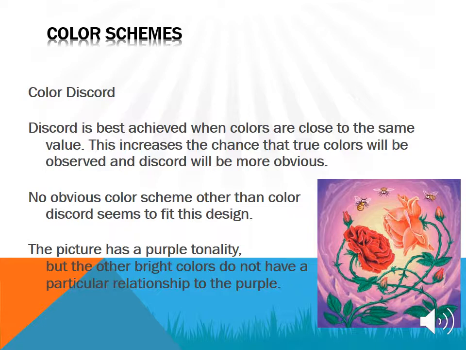Color discord is best achieved when colors are close to the same value. This increases the chance that true colors will be observed and discord will be more obvious. No obvious color scheme other than color discord seems to fit this design. The picture has a purple tonality on the right, but the other bright colors do not have a particular relationship to the purple. That is an example of color discord.